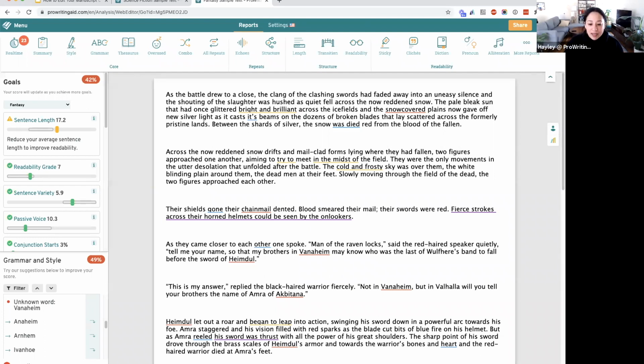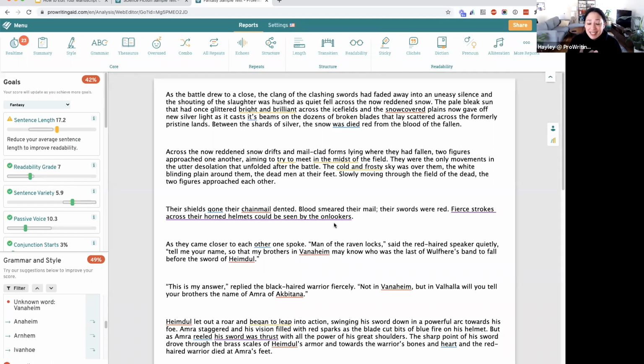I know at the beginning of this in the chat, a lot of people said that they had passive voice instances in their writing, which is very, very common. So here's a great example of a passive voice sentence. Fierce strokes across their horned helmets could be seen by the onlookers. In this sentence, the onlookers are the ones who are doing the action. They're the ones doing the seeing, right? But they come all the way at the end of the sentence. So they're kind of hidden. Our subject is hidden at the end of the sentence.